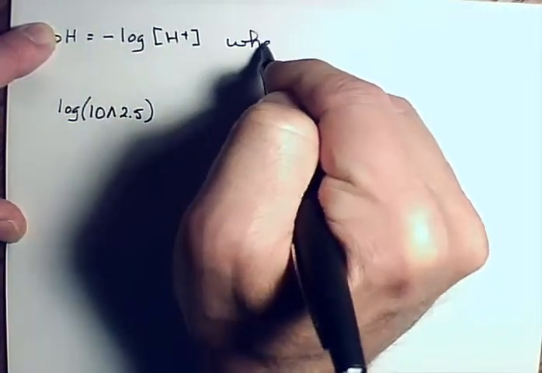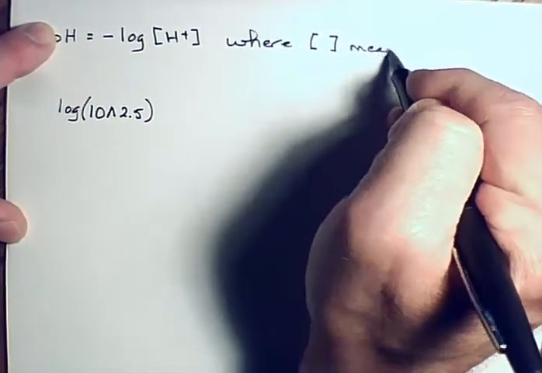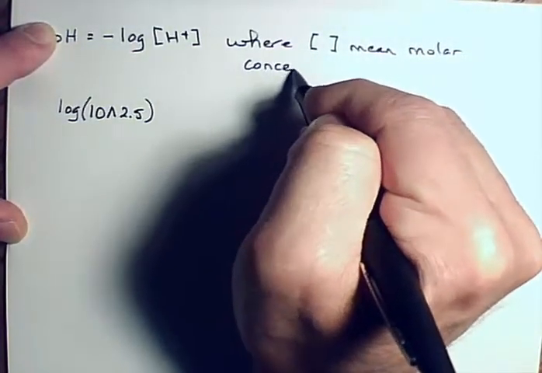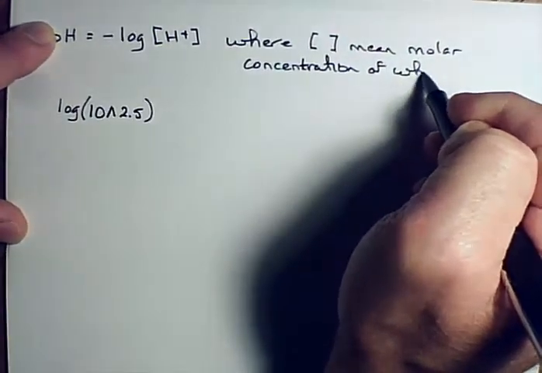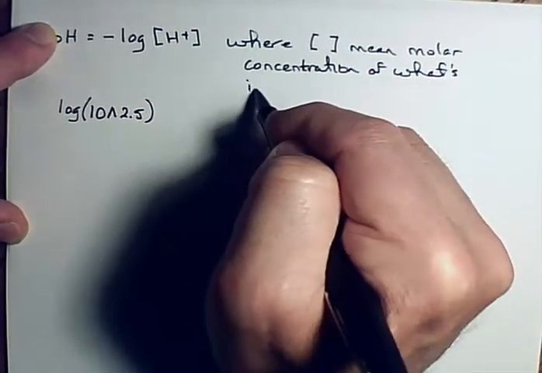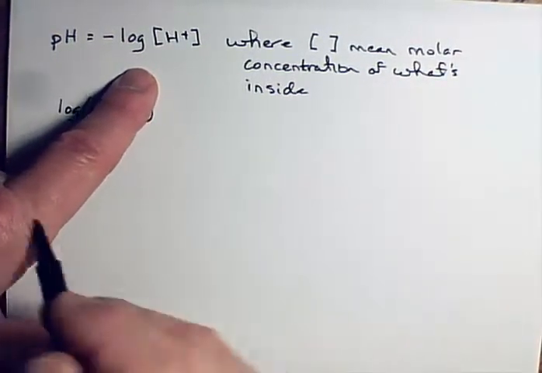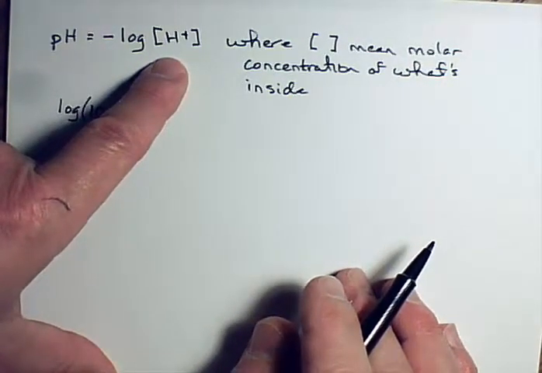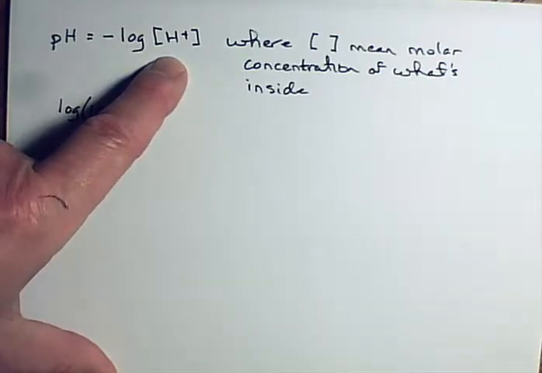Okay? Where those brackets mean molar concentration of what's inside. Okay? So this symbolic representation here means the negative logarithm of the hydrogen ion's molar concentration. That makes sense? I hope it makes sense.